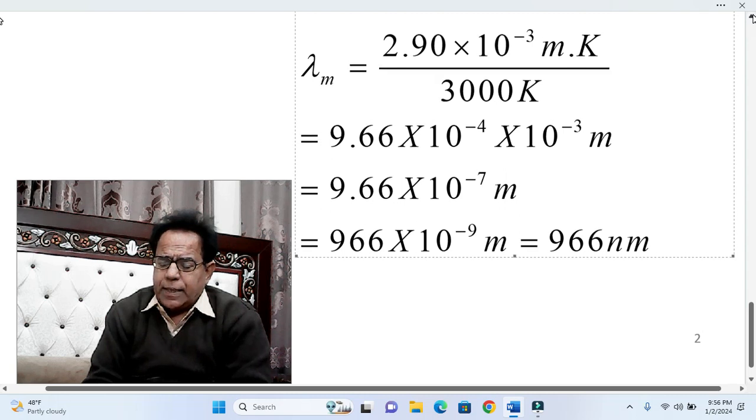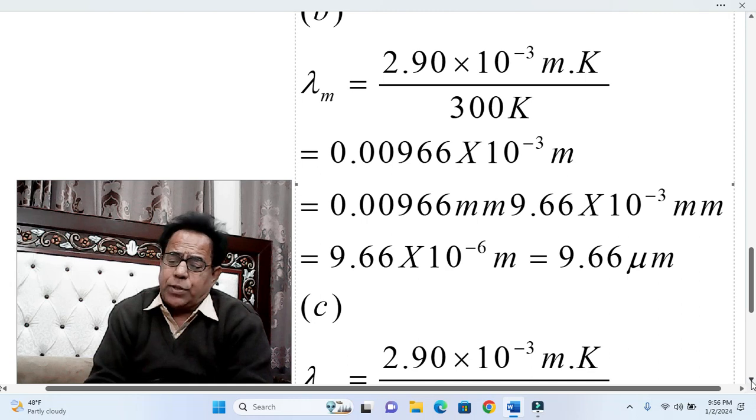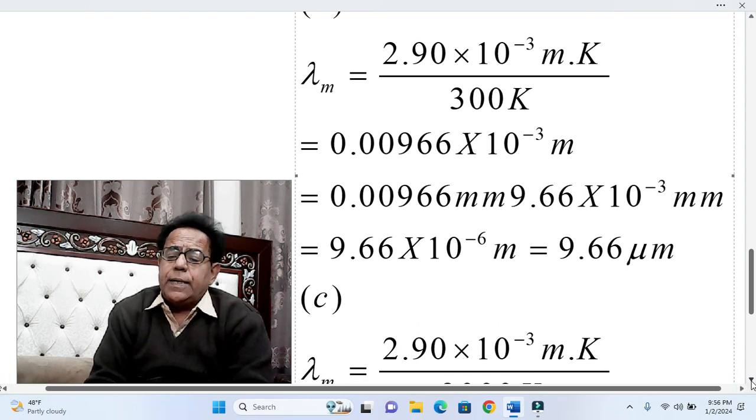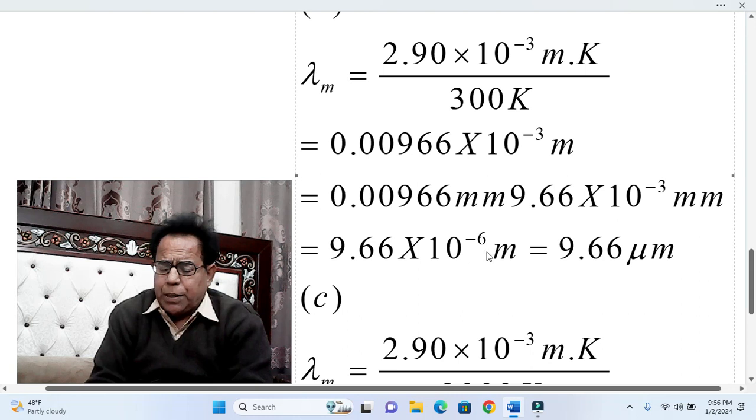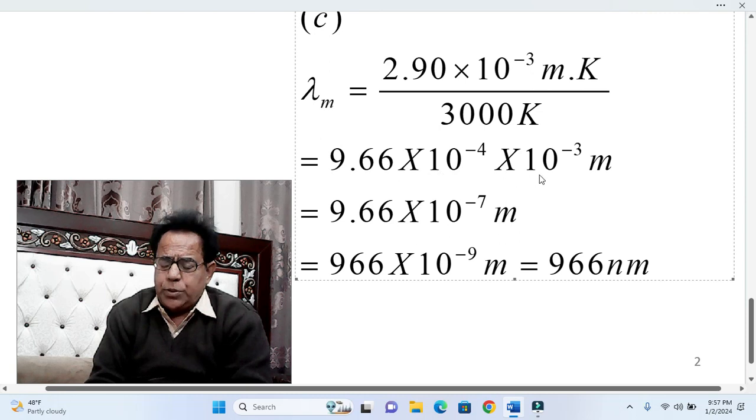Dear students, actually in part B there was 300 and in part C there is 3000. It means the difference between part B and part C is only a factor of 10. So in part B our answer has become this, while in part C our answer will be that: in place of 10 raised to the power minus 6 it will become 10 raised to the power minus 7, because in place of 300 it is 3000. So dear students, 9.66 into 10 raised to the power minus 4 into 10 raised to the power minus 3, these two will add and make 10 raised to the power minus 7 meter.